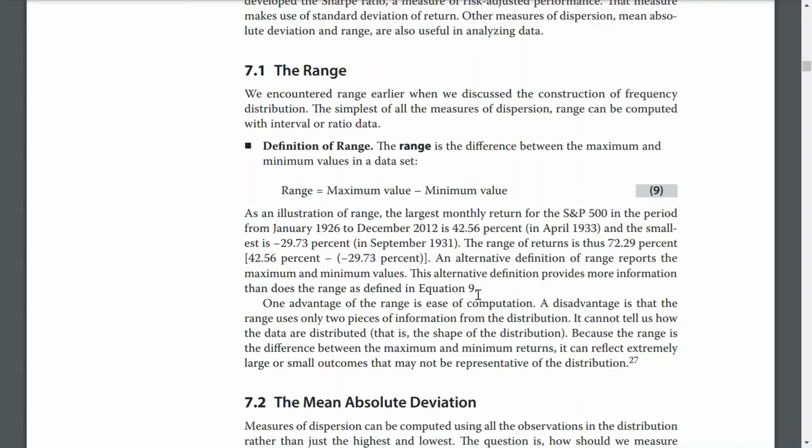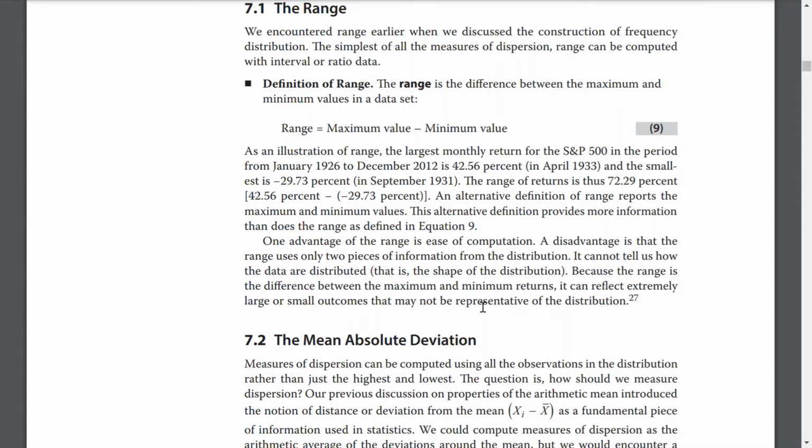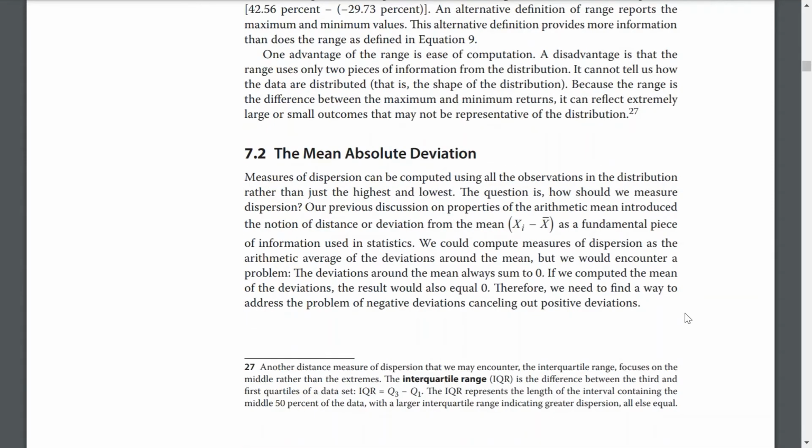An alternative definition of range reports the maximum and minimum values. This alternative definition provides more information than does range as defined in the equation. One advantage of range is the ease of computation. A disadvantage is that the range uses only two pieces of information from the distribution. It cannot tell us how the data is distributed, that is, the shape of the distribution, because the range is the difference between the maximum and minimum returns. It can reflect extremely large or small outcomes that may not be representative of the distribution.